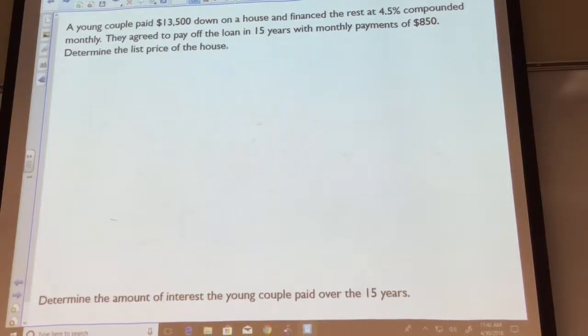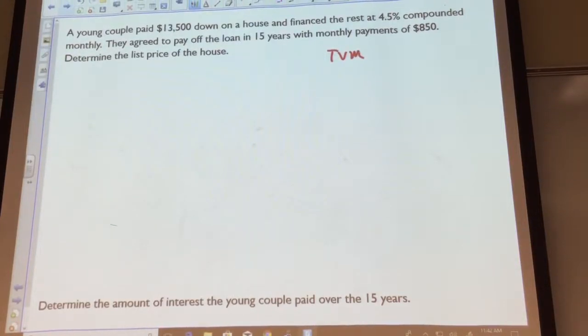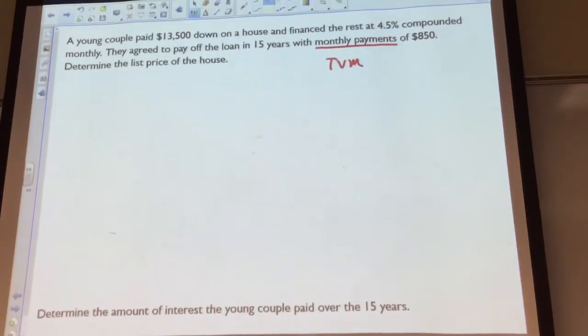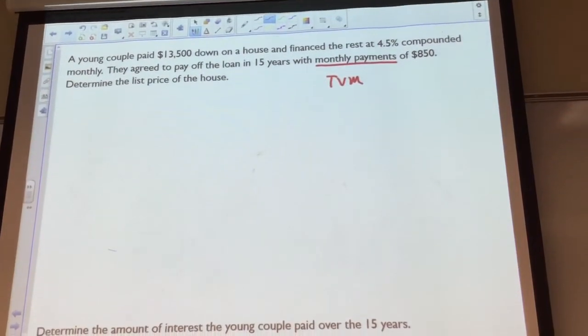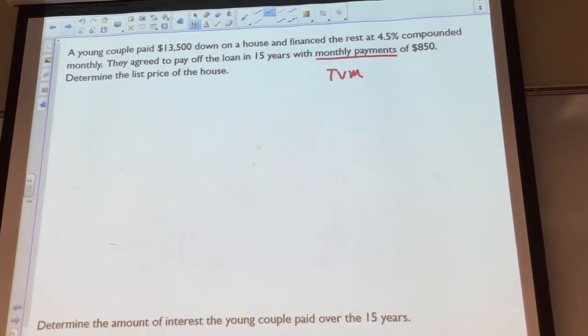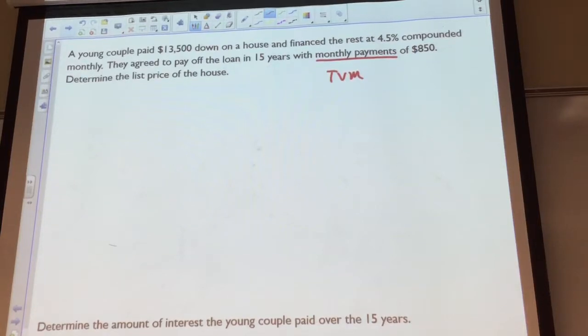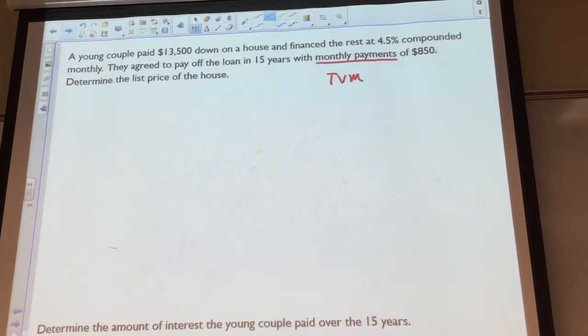People tried to use that $13,500 in the TVM solver. By the way, how do I know that this is a TVM solver? Monthly payments, right there, periodic payments. You didn't chunk that money down one time and say, I'll be back in a bunch of years. You didn't go to the bank and say, I want to borrow this money and I'll be back in 20 years to pay for the house. It didn't work that way. You paid it down in chunks, in an installment plan. So that makes it a TVM solver.